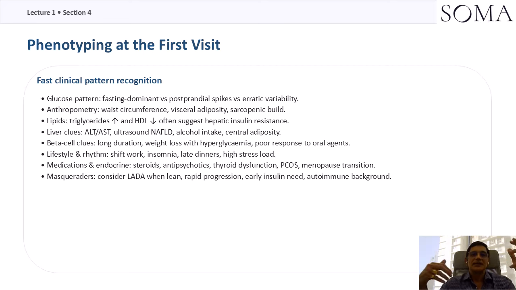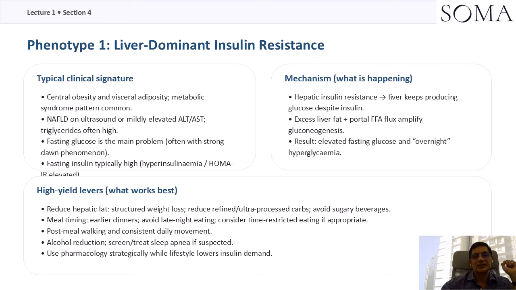Let us walk you through common phenotypes that you will see repeatedly in practice. As I describe each one, I want you to visualize real patients from your own clinic, because once you see these patterns, you will never unsee them. Phenotype 1, liver dominant insulin resistance.